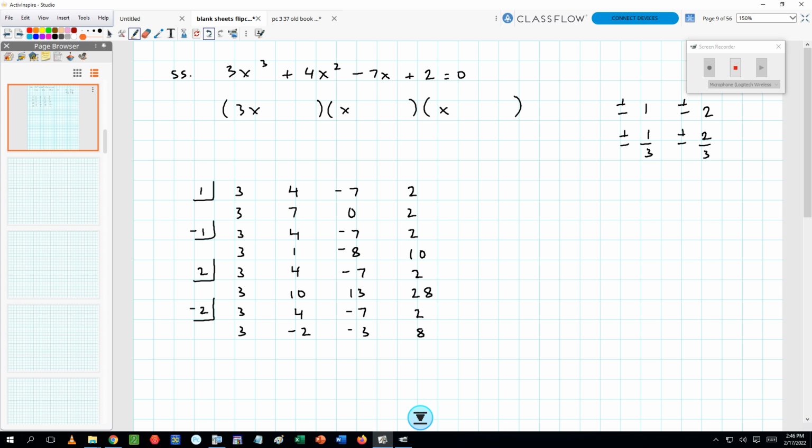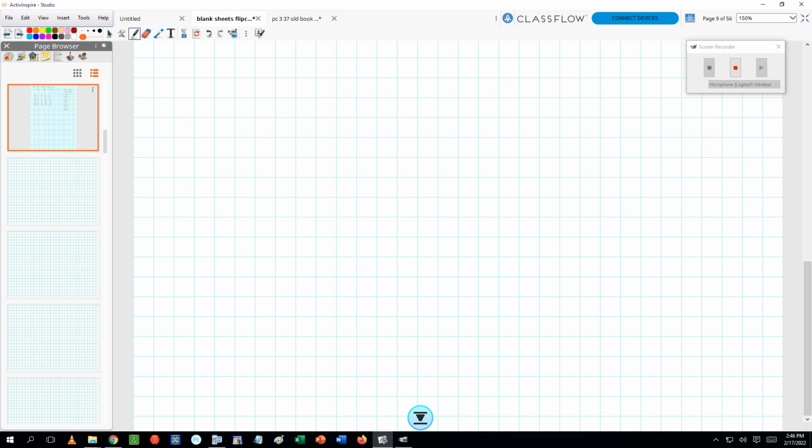If we're going to check for positive 1/3, that means you want to divide by 3x minus 1. You need to have a 1 that you can add over and a 3 that you can put under. That gives you the 1/3. If we're going to check for -1/3, we'll be dividing by 3x plus 1. 2/3 will be 3x minus 2. -2/3 will be 3x plus 2. Hopefully we have success sooner rather than later.